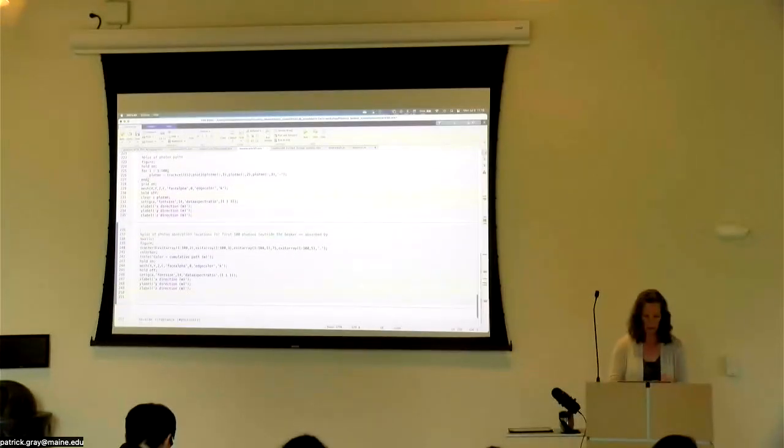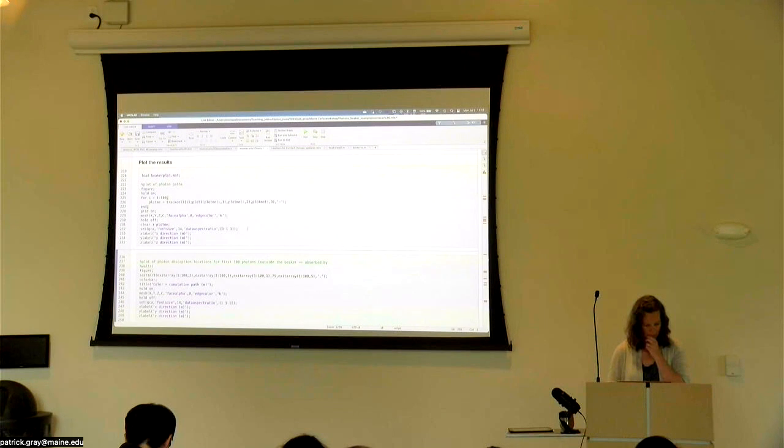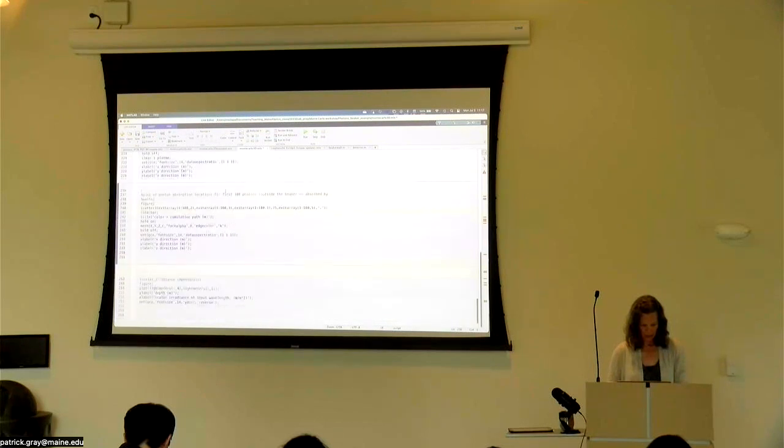So these plots are more complicated. It'll take a second to come up. I think I ran it. Come on. Huh.